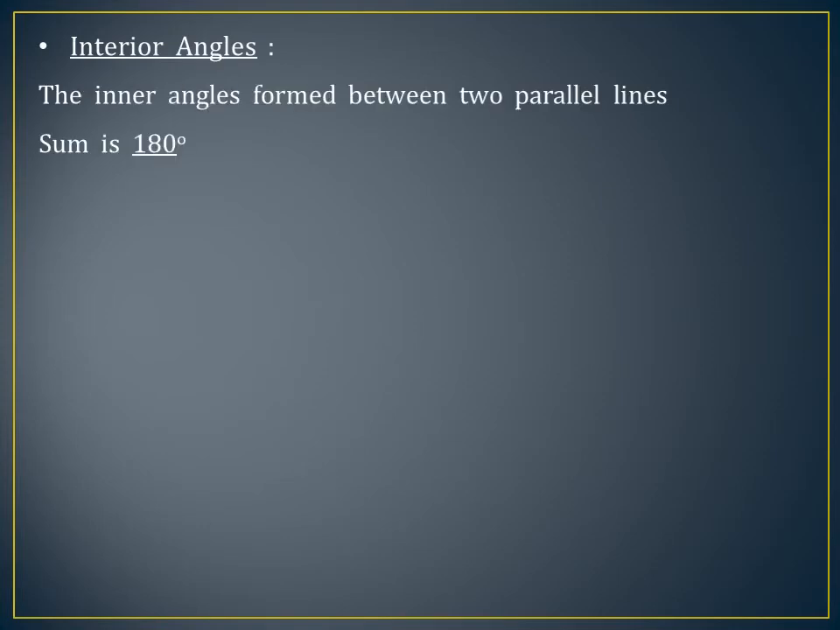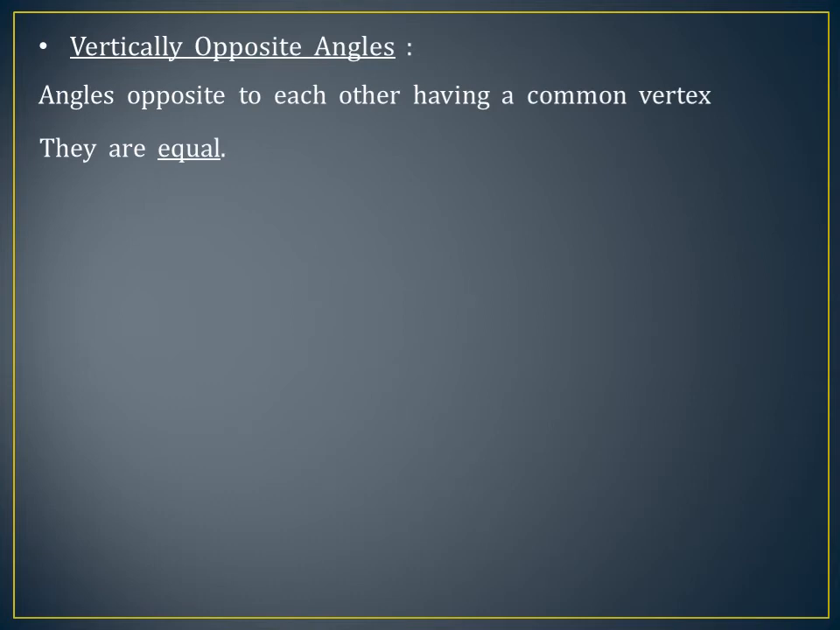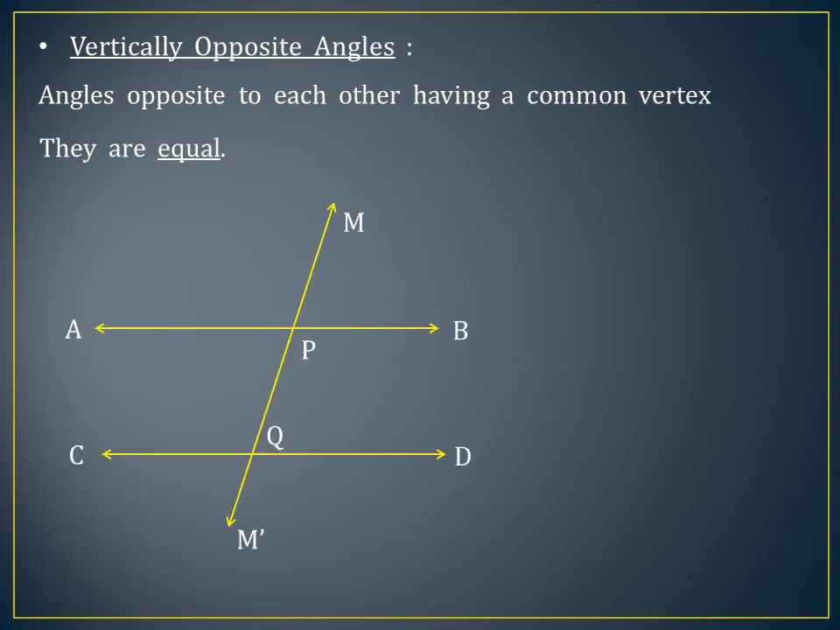Then we have the interior angles. These are the angles which lie between the two parallel lines and their measures add up to 180 degrees. So in this diagram we'll have angle APQ and PQC, and then angle BPQ and PQD, which form the interior pair of angles. Now vertically opposite angles, as their name suggests, lie opposite to each other and have a common vertex. Such angles have the property that they are equal in measure.